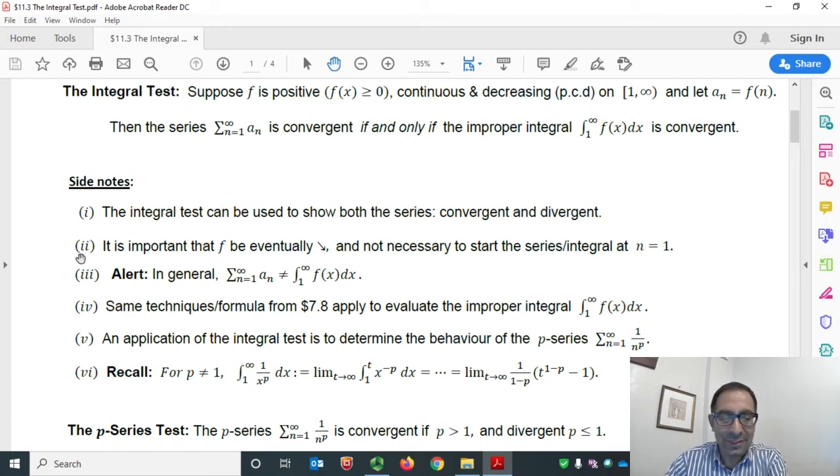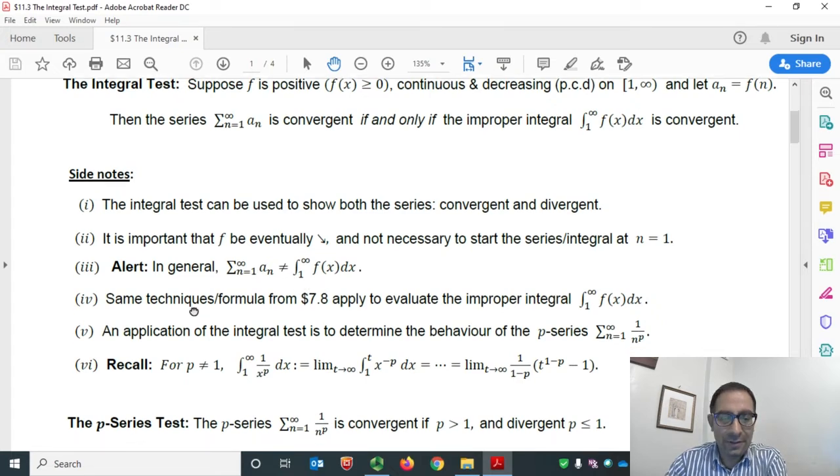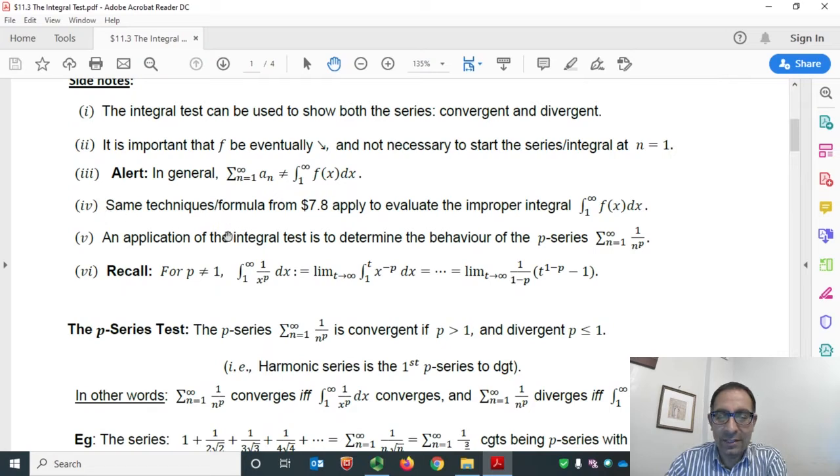Side note 2: it is important that f be eventually decreasing, and it is not necessary to start the series or integral at 1. Alert: in general, the sum of the series is not equal to the integral. Side note 3: the same techniques from 7.8 apply to evaluate the improper integrals.